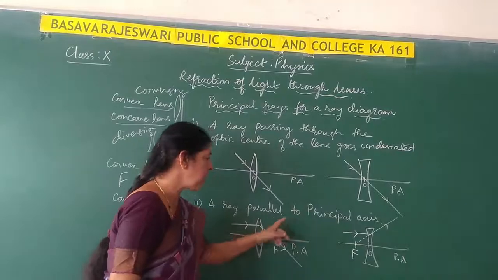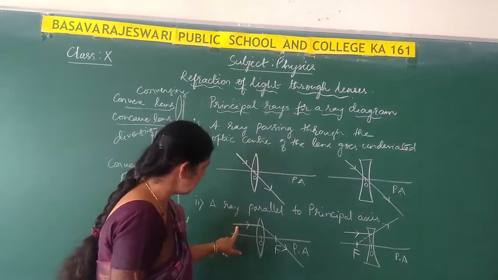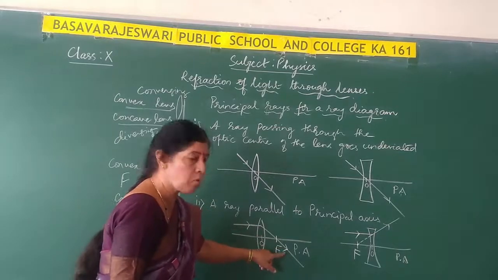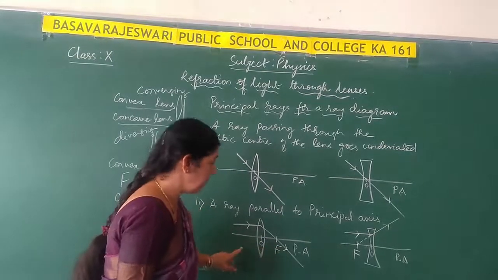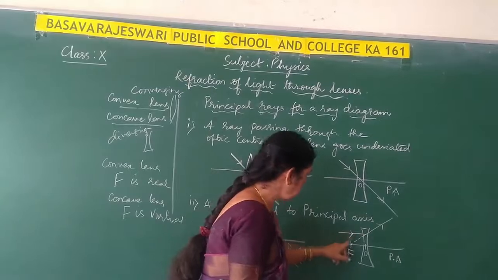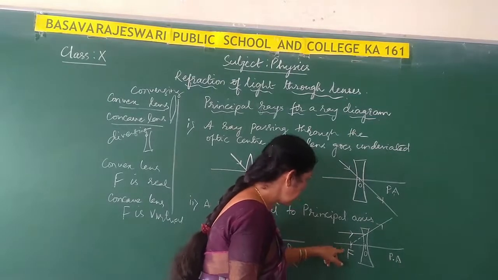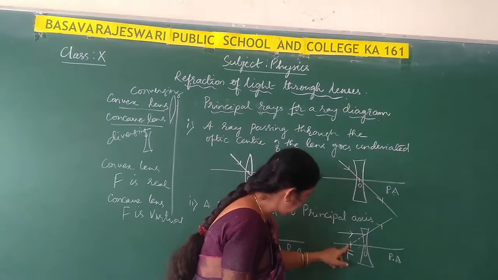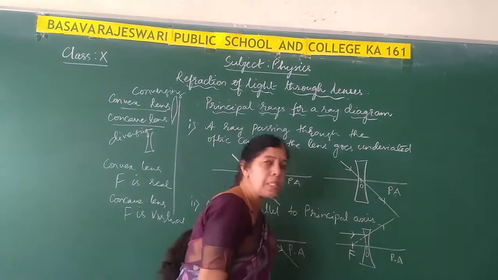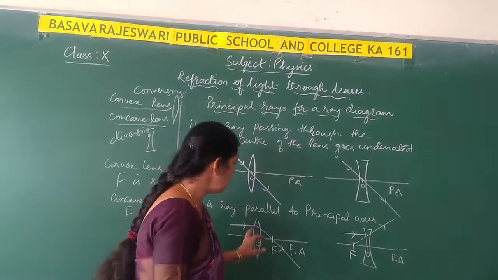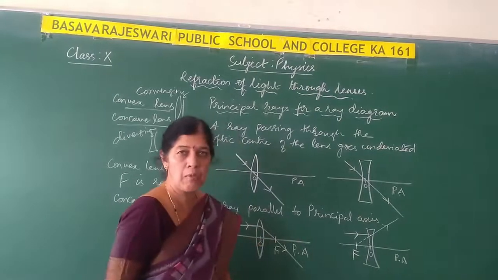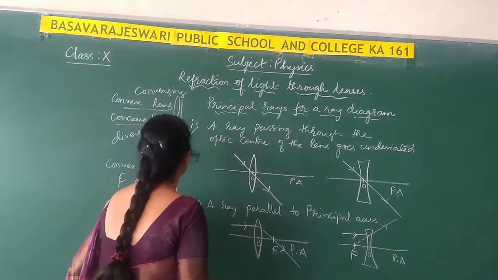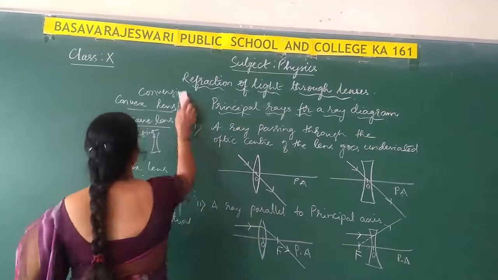So, a ray which is parallel to principal axis of a convex lens, after refraction, should pass through the principal focus of the lens. And for a concave lens, a ray which is parallel to principal axis, after refraction, appears to come from a point on the principal axis, and that point is called the principal focus of the concave lens. So this is the second important ray you have to remember whenever you are drawing a ray diagram. Now the third ray I shall show you.